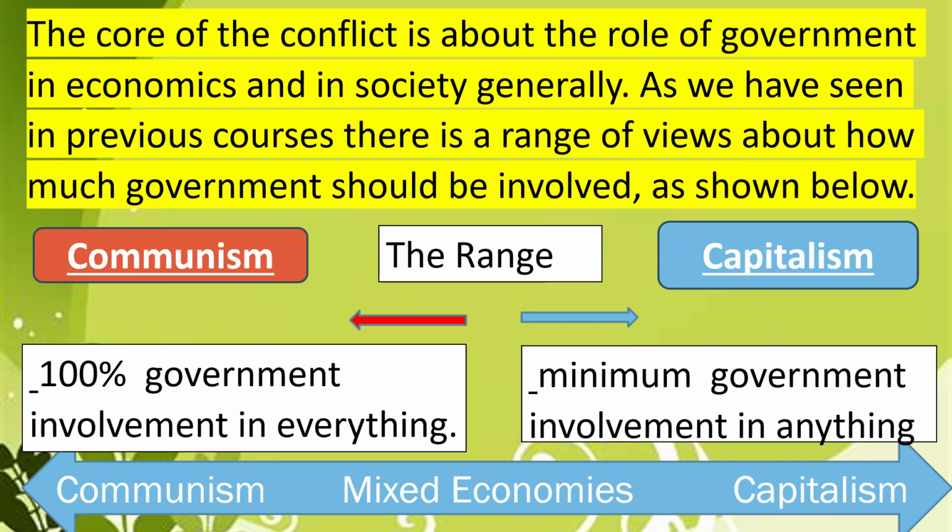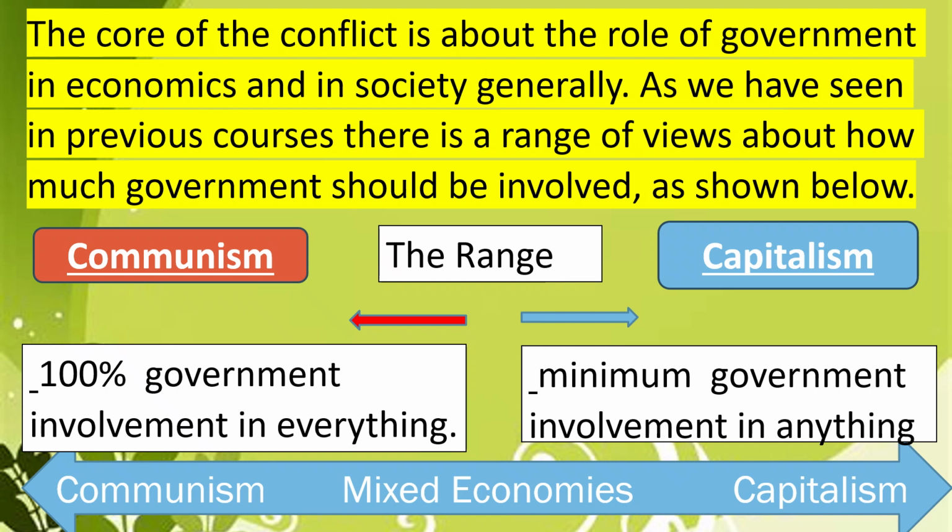The core of the conflict is about the role of government in economics and in society generally. As we have seen in previous courses, there is a range of views about how much government should be involved, as shown below. On the left we have communism, and on the right we have capitalism. And if you look at the blue line at the bottom, you can see in the middle the mixed economies.